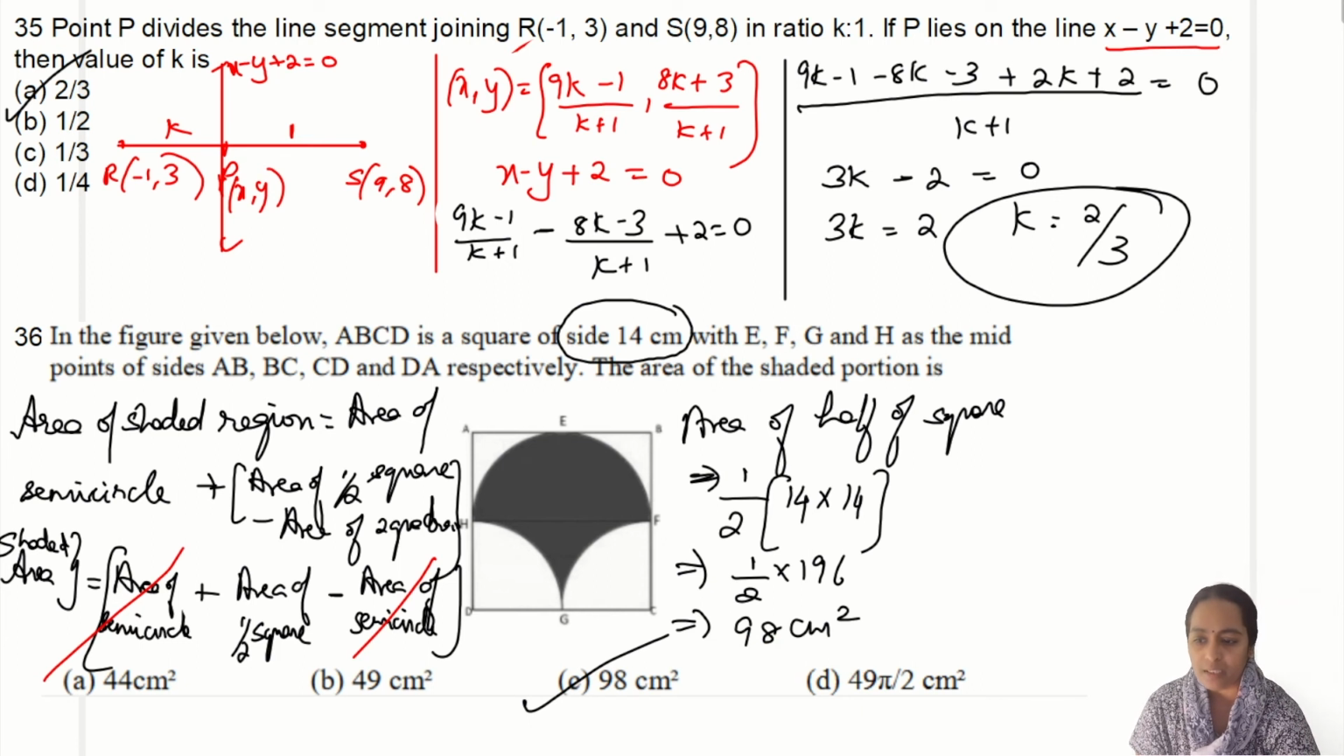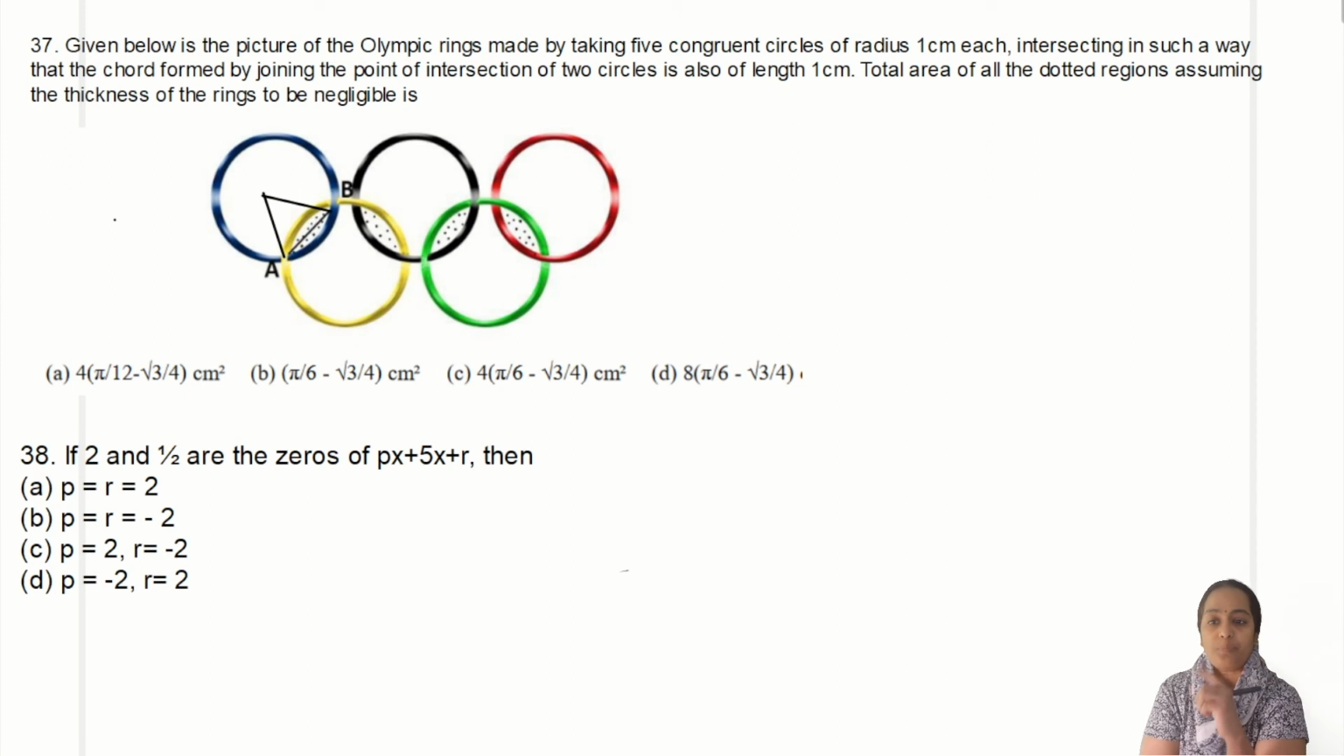So we'll go to the next question, children. Question number 37. Given below is the picture of the Olympic ring. So you have 5 rings there, made by taking 5 congruent circles of radius 1 centimeter each, intersecting in such a way that the chord formed by joining the points of intersection of two circles is also of length 1 centimeter. Find the total area of the dotted region, assuming the thickness of the rings to be negligible.